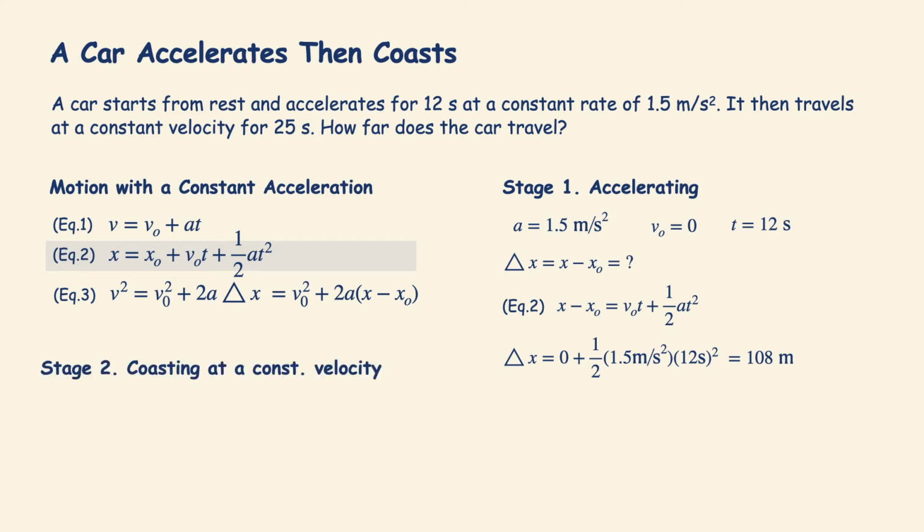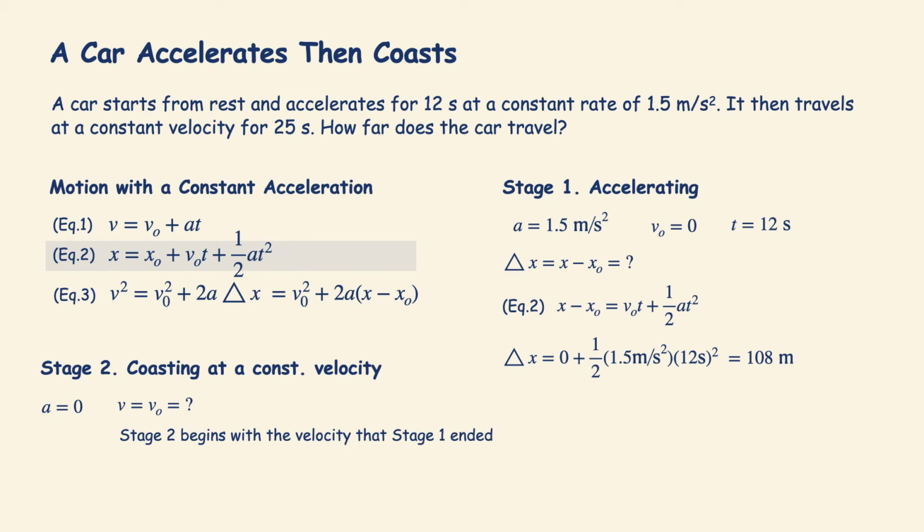Now, the second stage is a motion with a constant velocity, or coasting at the constant velocity. It is still a motion with a constant acceleration. It's just the acceleration is 0. So we can still use equations 1, 2, and 3. Do we know the velocity with which the car is coasting during that stage?